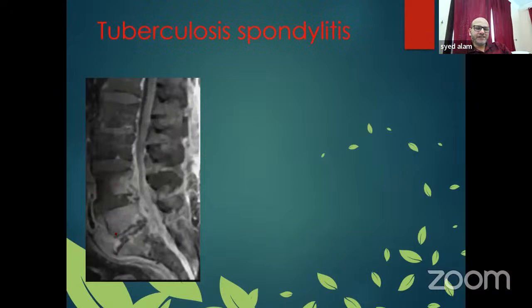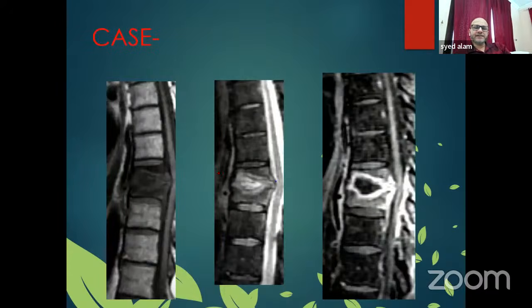Again, here, see the end plate is a little bit maintained, and it crossed more than 2 vertebral bodies, 1, 2, 3 vertebral bodies, with epidural abscess. So these are tuberculosis. And here, the disc is basically abnormal. So this is bacterial spondylodiscitis, not tuberculosis, because the disc is involved far earlier than the end plate.